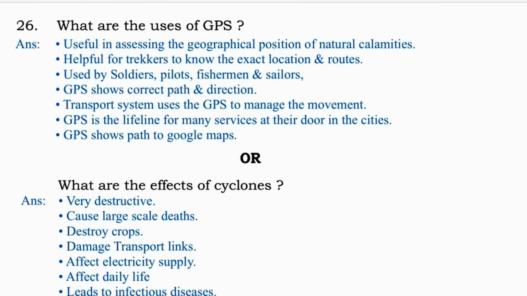Next, 26th question. What are the uses of GPS? The uses of GPS are in assessing the geographical position of natural calamities and helping trekkers to know the exact location and routes. It is used by soldiers, pilots, fishermen and sailors. GPS shows correct path and direction. Transport systems use GPS to manage movement. GPS is the lifeline for many services at their door in the cities. GPS shows the path on Google Maps.